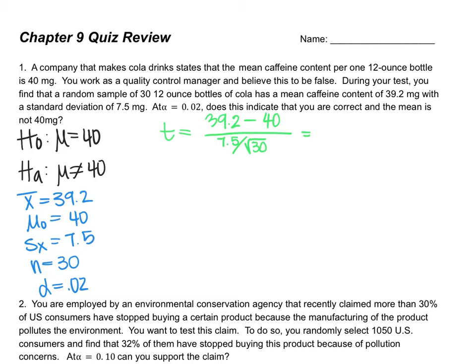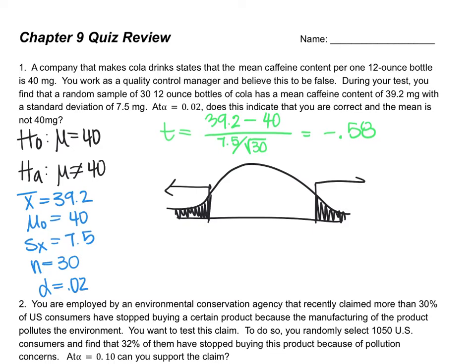So when we plug our formula into our calculator, we get negative 0.58. So we're going to draw our curve. We are going to need two critical regions because our alternative hypothesis is does not equal, which means we have to split up alpha within these two regions. So half of 0.02 is 0.01.